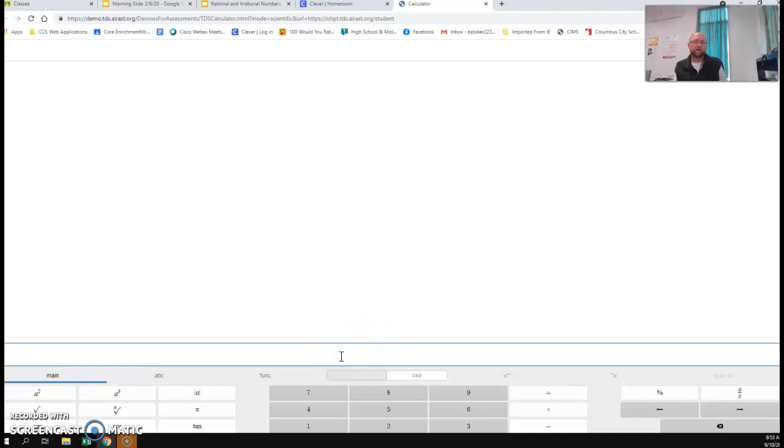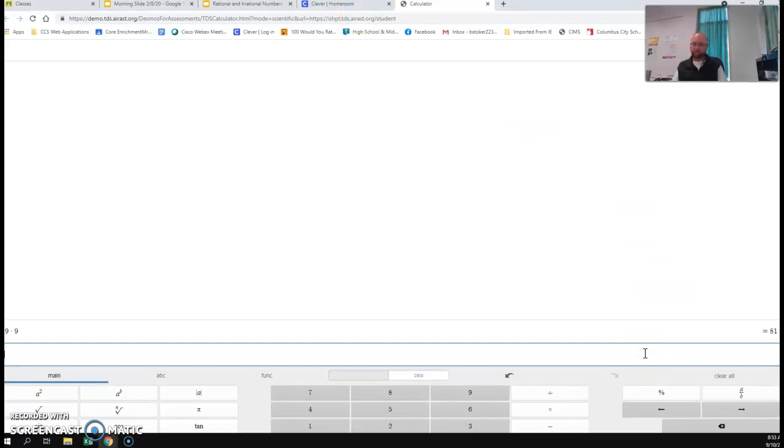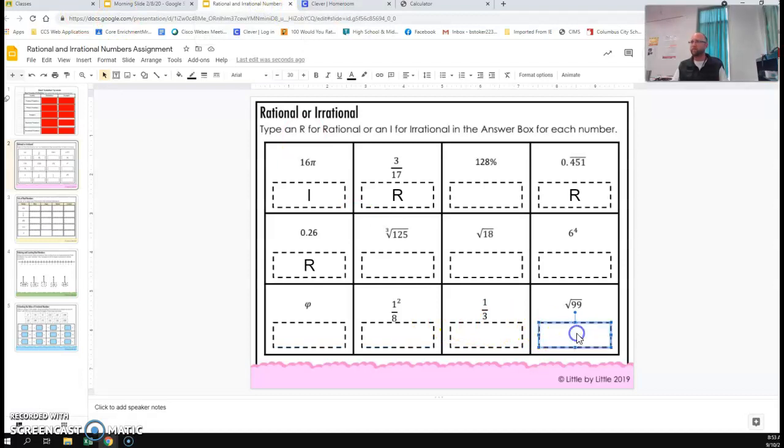So let's say I want to try to find an integer that multiplies by itself to give me 99. For example, if I did 9 times 9, I would have an answer of 81. Well, 81 is not 99. And then the next number I can multiply by itself would be 10 times 10. That's 100. So since there's no integer between 9 and 10 that I could multiply by itself to get 99, that would be considered an irrational number.